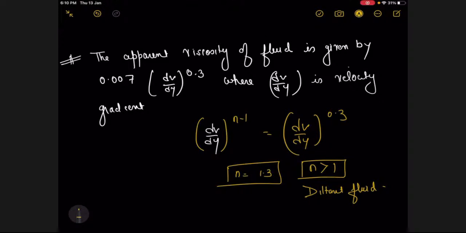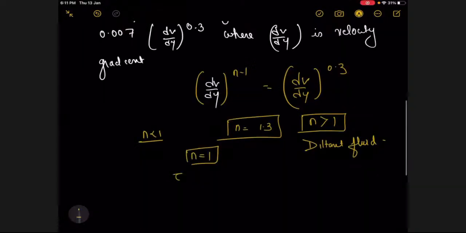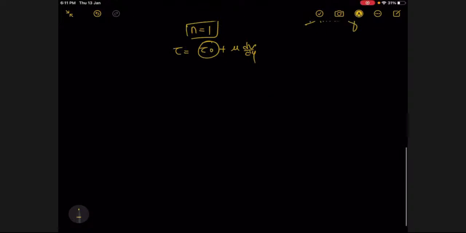So such questions can easily be asked in the GATE examination, because if n is less than 1, then it is pseudoplastic. If n is equal to 1, then it is Newtonian fluid. And for Bingham plastic, tau equals tau naught plus mu dv by dy. Here tau naught is the yield stress; extra stress will be required. So in this way, we can solve this question on the types of fluid.